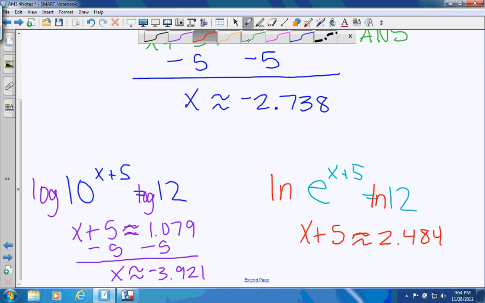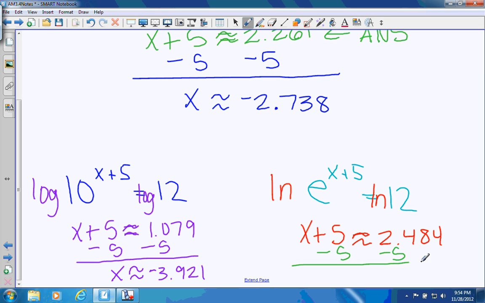And again, subtracting 5 from both sides, you would get x is approximately equal to negative 2.515. And that would be solving exponential equations.